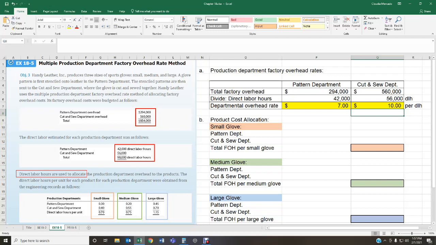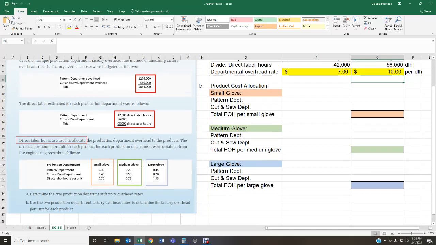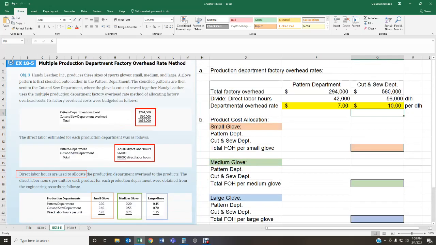So for every hour that it takes us to manufacture a small, medium, or large glove, we're going to allocate $7 for the pattern department and $10 for the cut and sew department. So this is requirement A, which was to determine the two production department factory overhead rates. These are my overhead rates: $7 for pattern, $10 for cut and sew.